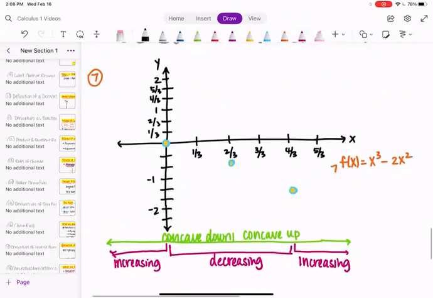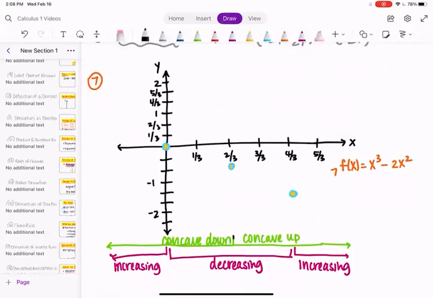I know that from 2/3 and up, this thing is concave up, so it should be in a bowl or cup form. And then everywhere to the left of 2/3, it'll be concave down. So that's helpful. I also know that everywhere to the left of 0 and to the right of 4/3, this function is increasing, so the slope should be positive. And then everywhere in between, it's decreasing. So that's what I know.